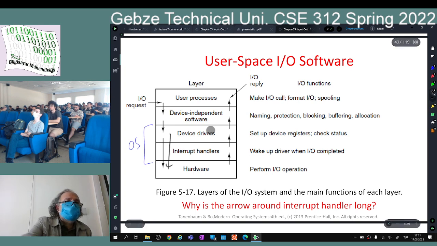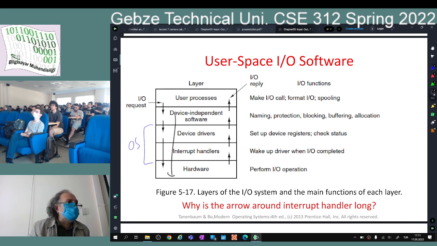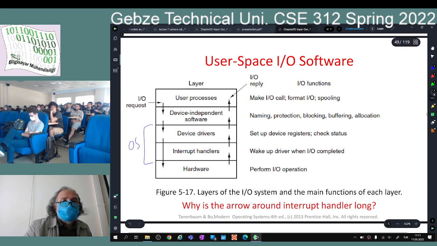Device drivers don't need the interrupt handlers if you are going to do the polling, but nobody does polling nowadays. It is too inefficient. The picture is not the same here. I cannot directly talk to the hardware with the device independent software. As the name implies, device independent software doesn't know anything about the device control registers. It just thinks that it works on a block device. And that's why I cannot have a long arrow there.